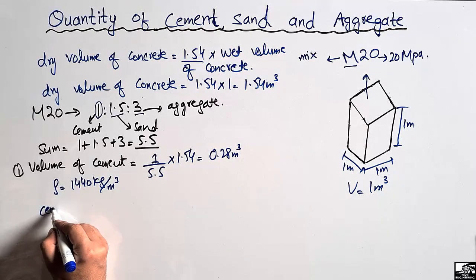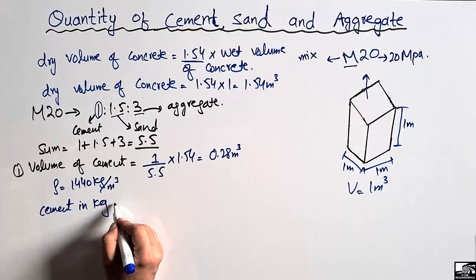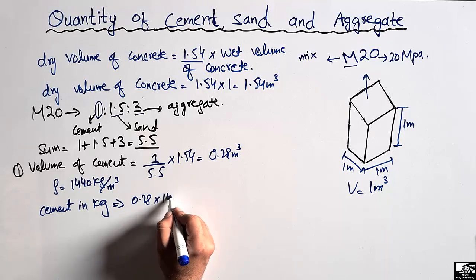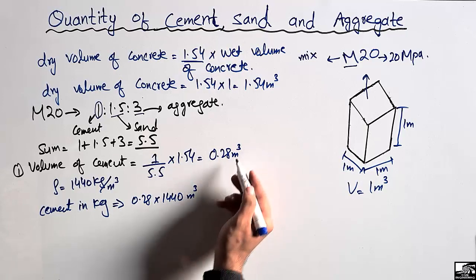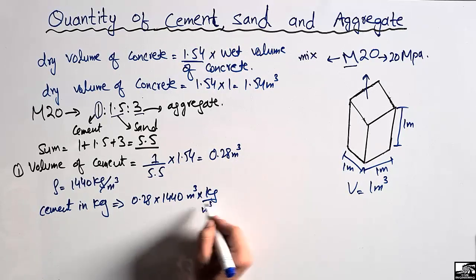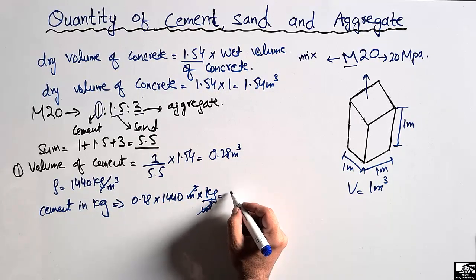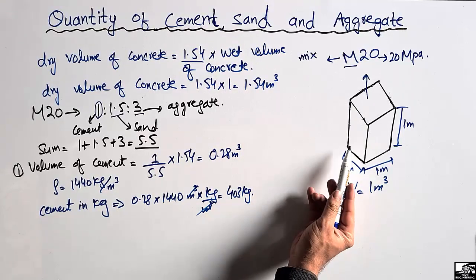So cement in kilogram will be equal to, because the cubic meter unit will be cancelled with kilogram per cubic meter, so we will remain with kilogram. So it means we have 403 kilogram of the cement used in this cube.